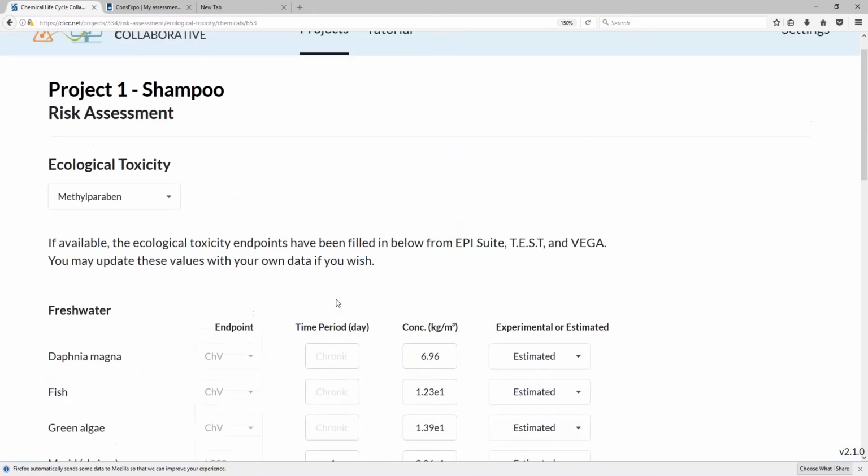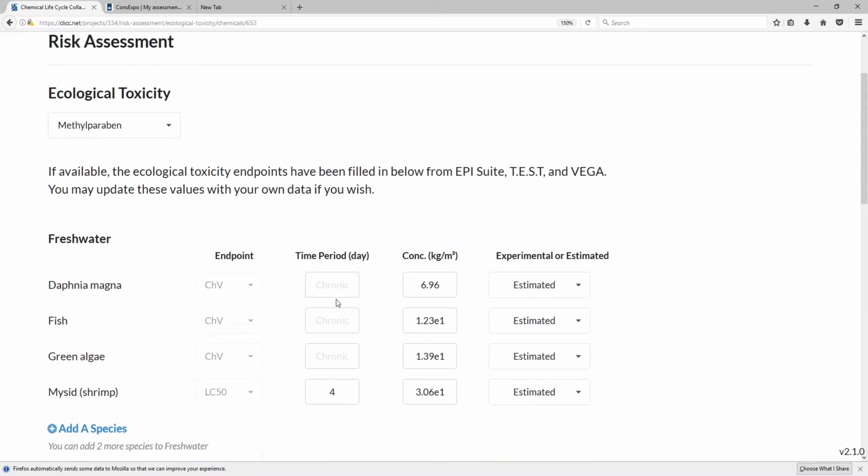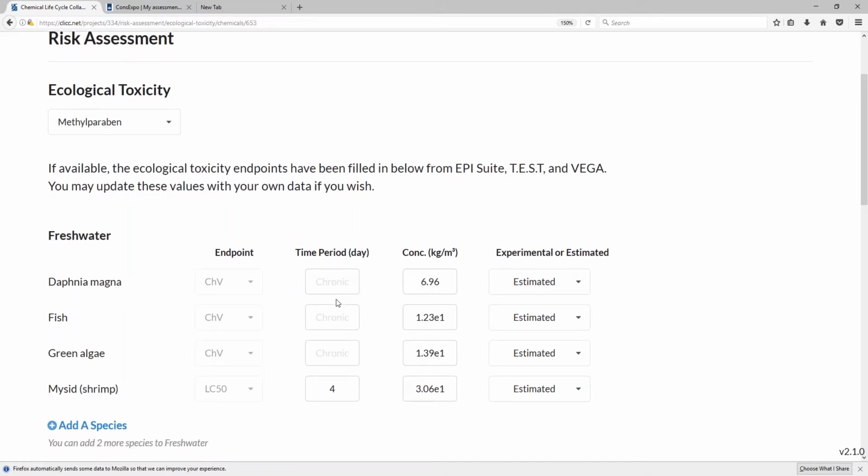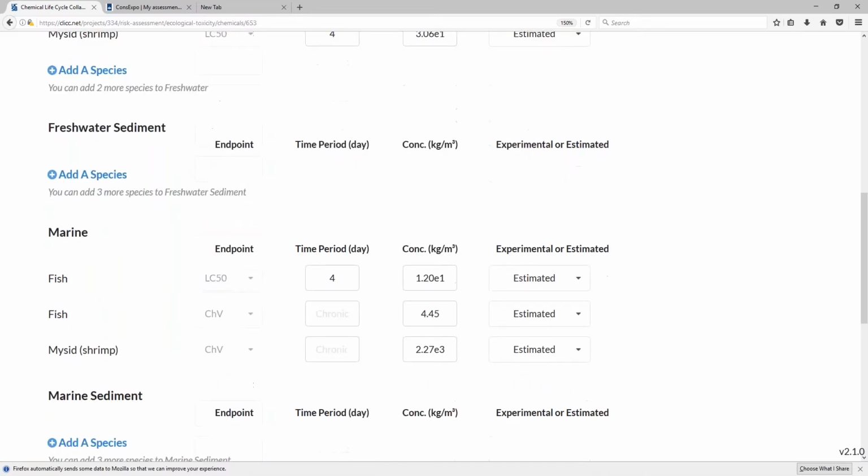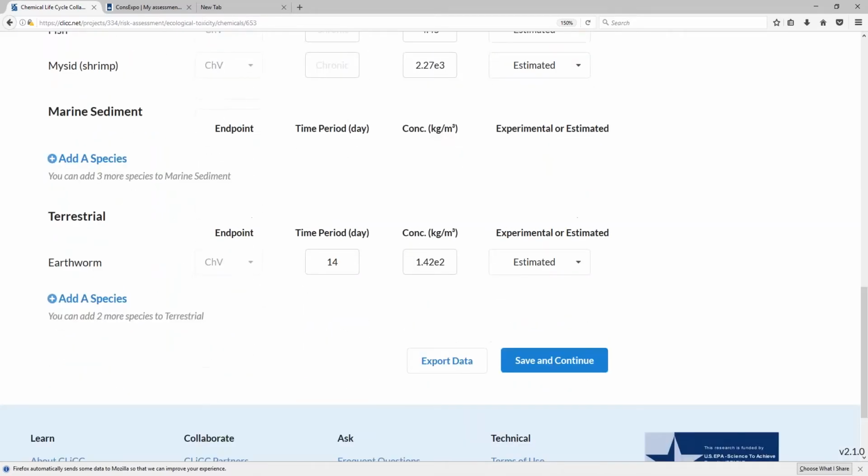It will provide, again, some values for the ecological toxicity. By default, we put in 4 key organisms that are used a lot for ecotoxicity assessment. These were all estimated values, so it's shown here as estimated. The user could modify them if they have better information, and they can add additional species for freshwater, sediments, and marine if they had information for that. If you go down to terrestrial, we always calculate for earthworms because there's a lot of data for them and they can be estimated. So that's a useful set of organisms.